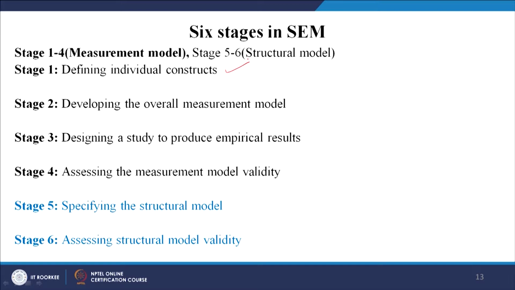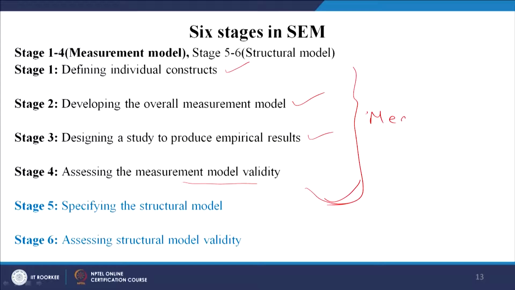Defining individual constructs, developing the overall measurement model, and designing a study to produce empirical results to understand whether the model is a fit model or not, and then checking the validity through discriminant validity, convergent validity, all these. So, these stages 1 to 4 are called my measurement model.